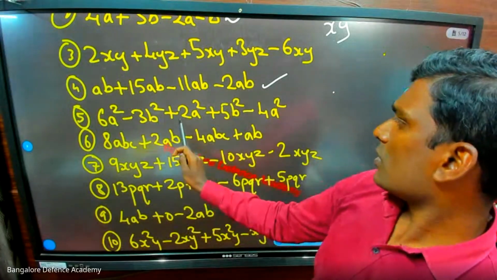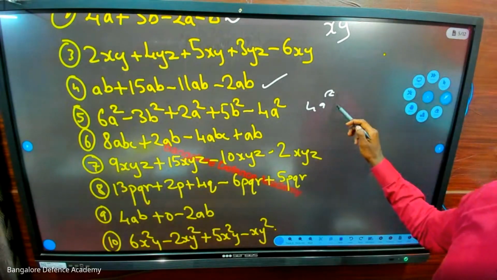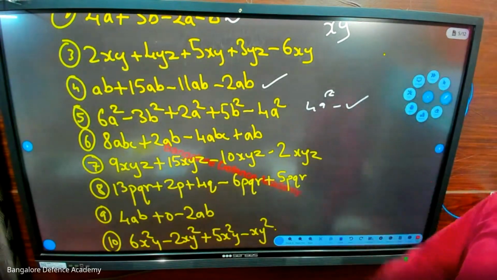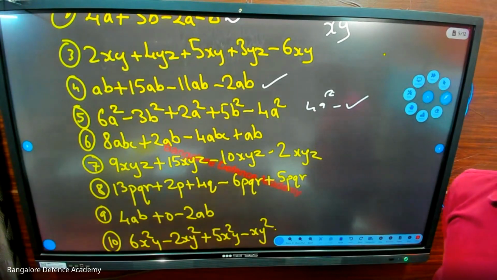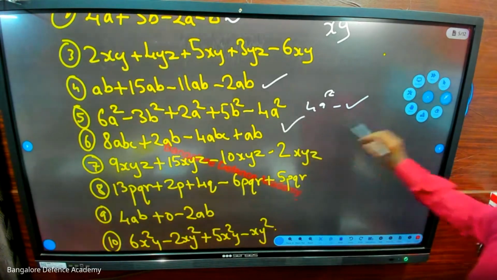4a² + 2b² 6 + 2 = 8. 8 - 4. 4a². Next. 4a² + 2b². Very good. Next. And 4abc + 3ab. Very good. Next.